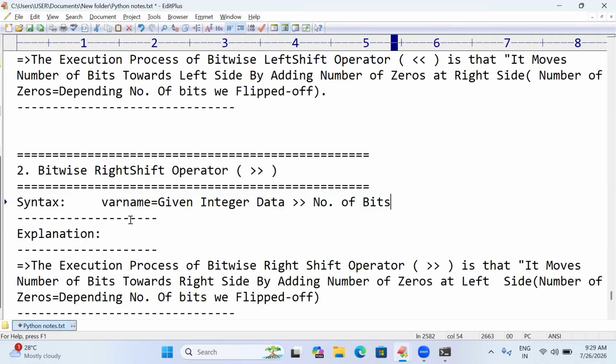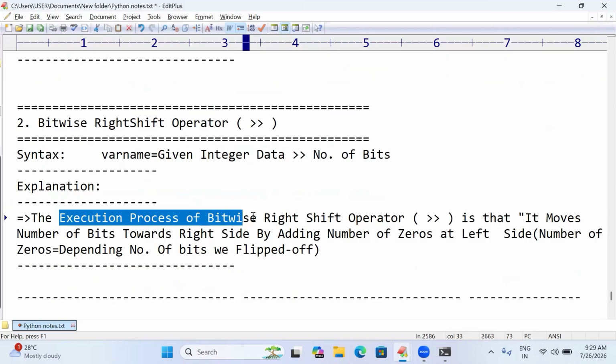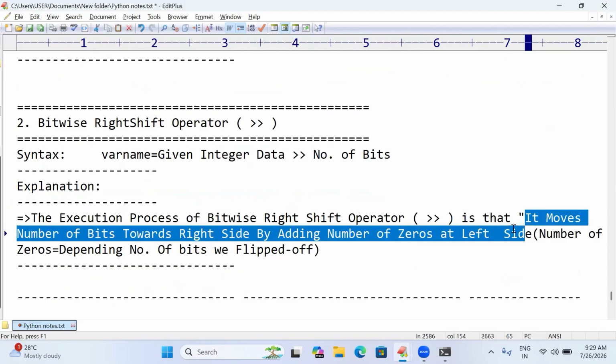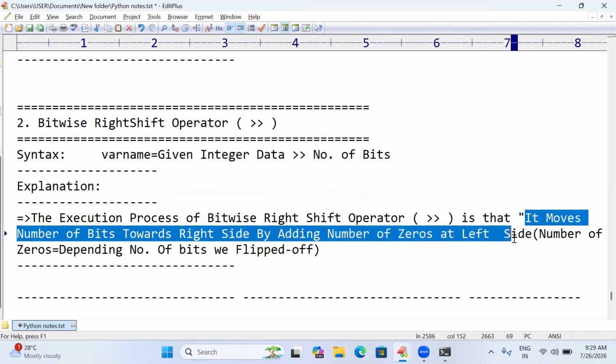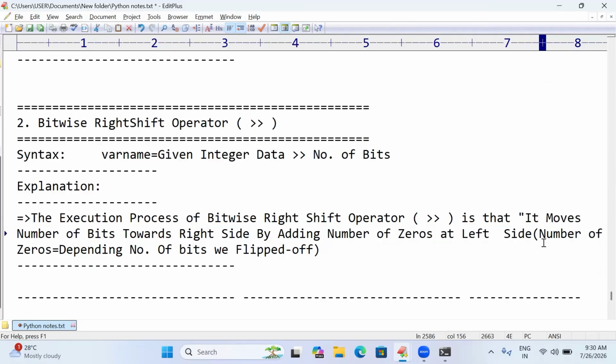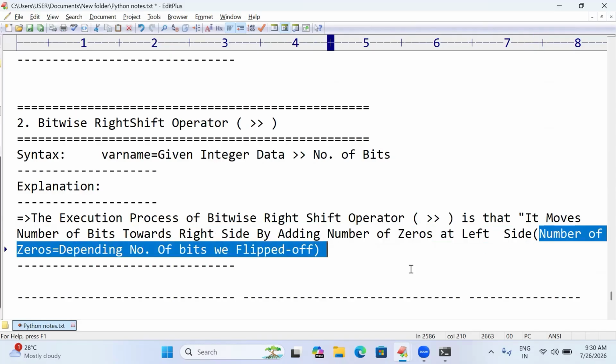Let's see the explanation. The execution process of the bitwise right shift operator is that it moves a number of bits towards the right by adding that number of zeros at the left side. The number of zeros depends upon the number of bits we shifted off at the right side, right? So this is the reverse of the left shift operator.